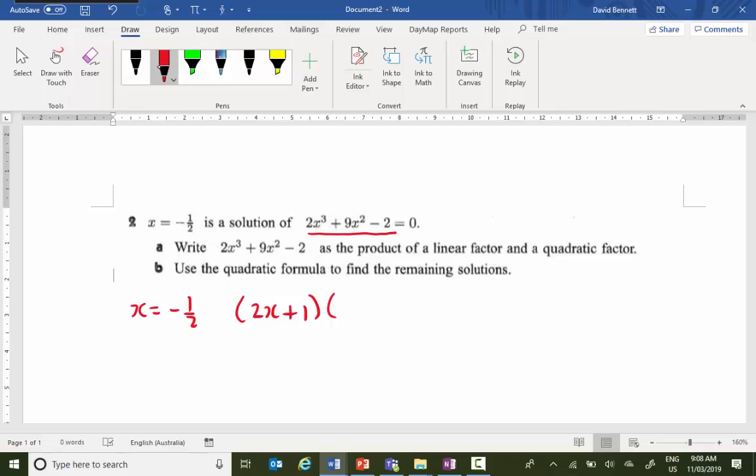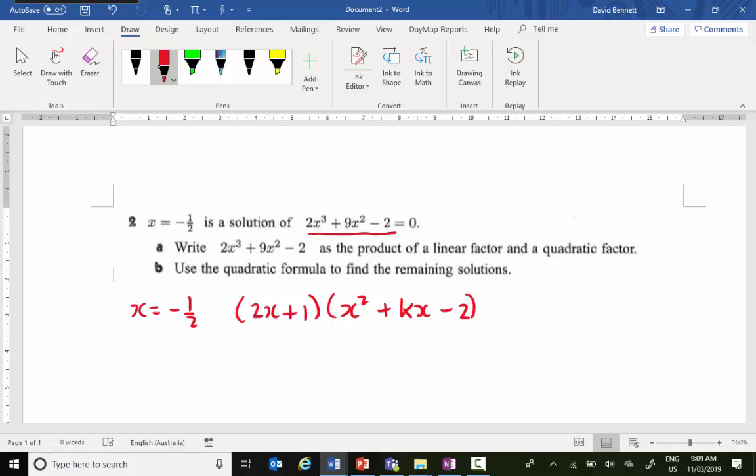So 2x times by what is going to give me 2x cubed? Well, it has to be x squared. Then we've got this minus 2. So what would I have to times 1 by to get minus 2? Well, it'll have to be minus 2, wouldn't it? And then I've got some value, I'm going to call it kx. You can call it whatever you want to, but it's got to be something.